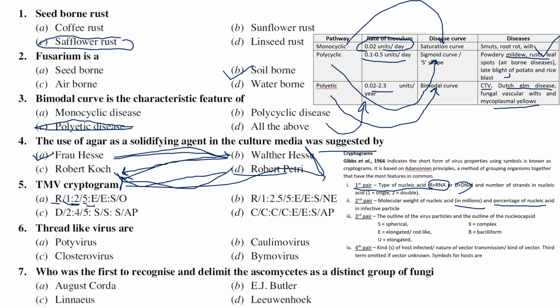The next one is the third pair, the outline of the virus particle and of the nucleocapsid. S means spherical, E means elongated or rod-like, U means elongated with ends different, X means complex, B means bacilliform. So here E means elongated, again E means elongated. The last one is the fourth pair.